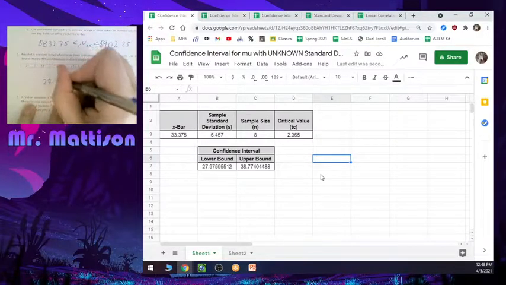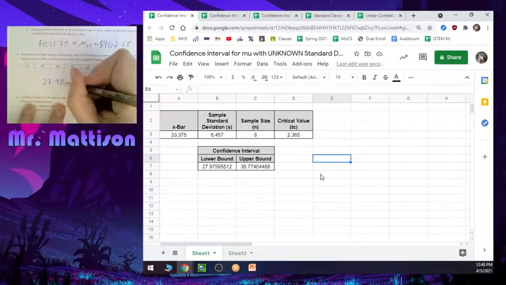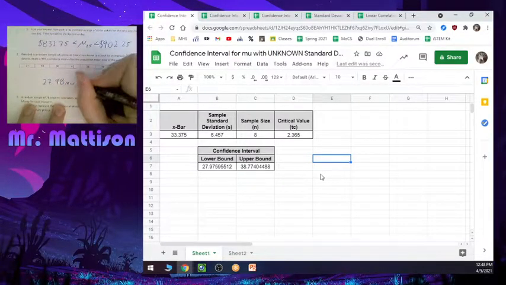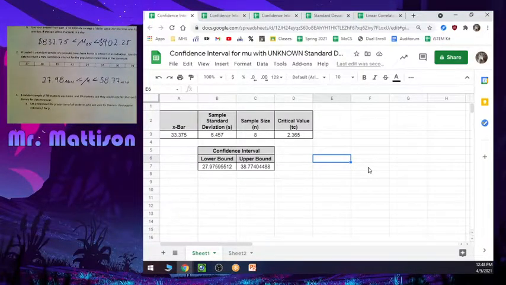27.98. These are measured in minutes. And my upper bound is going to be 38.77 minutes. So there we go.